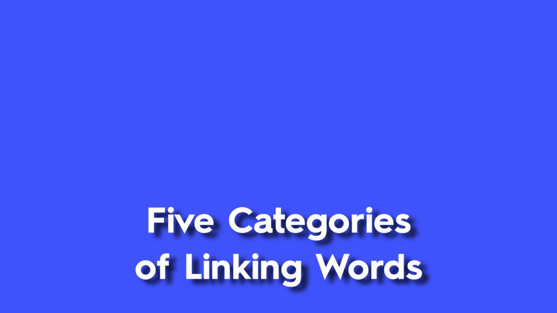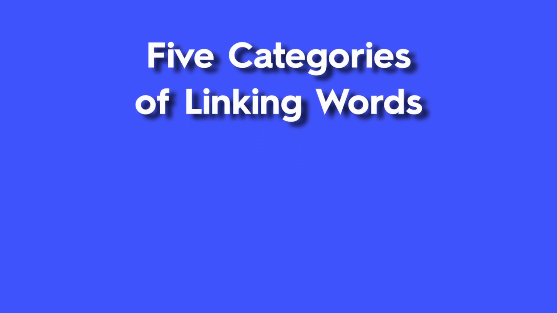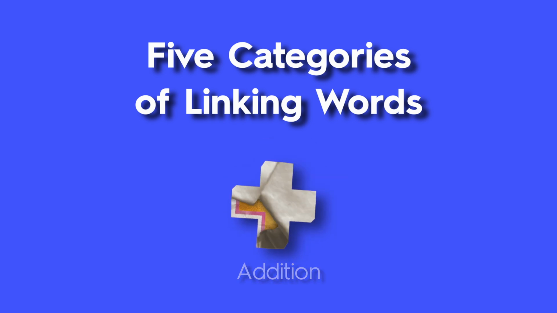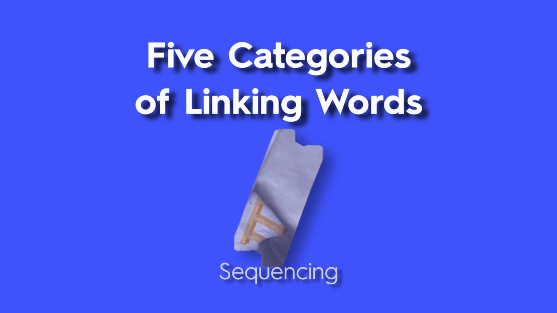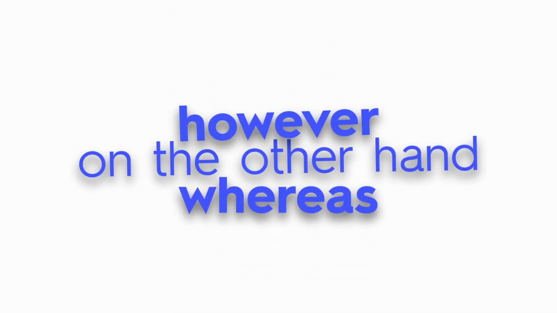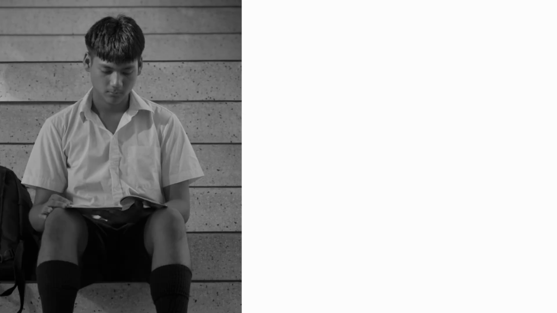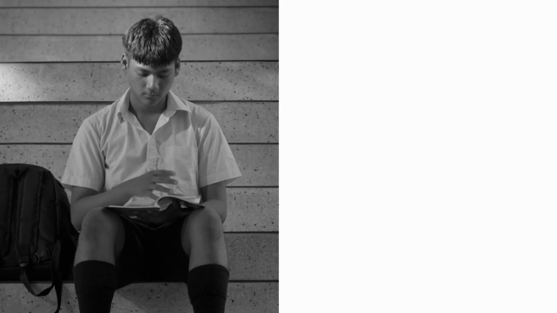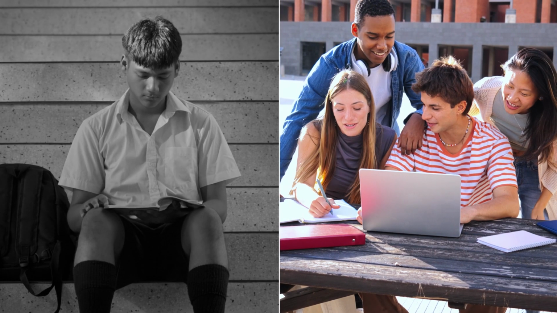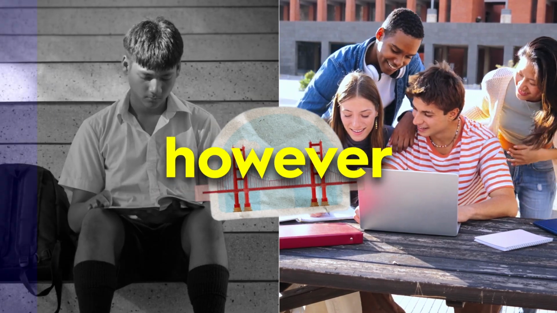We'll go through 5 categories of linking words you'll need for your IELTS essay: contrast, addition, cause and effect, sequencing, and examples. Our first category is contrast. For this, you'll want to use words like however, on the other hand, or whereas. Let's look at an example. Some people prefer studying alone. However, others learn better in groups.